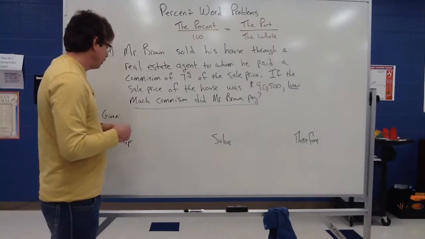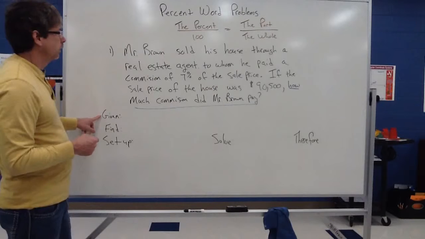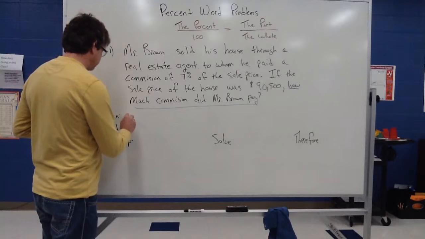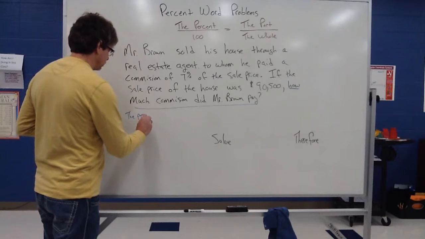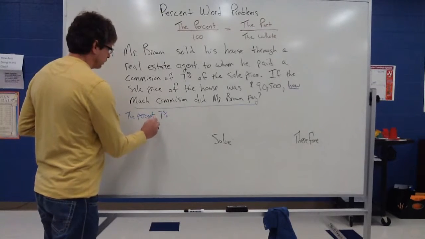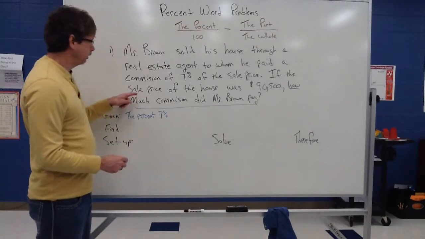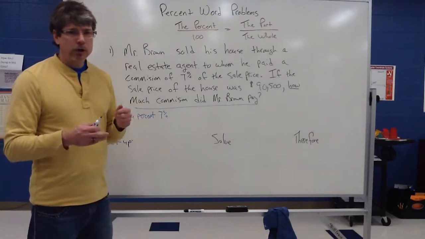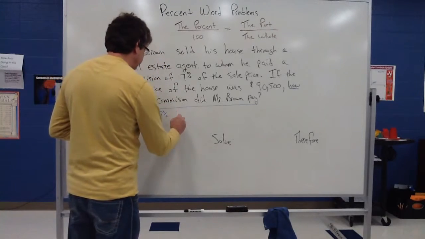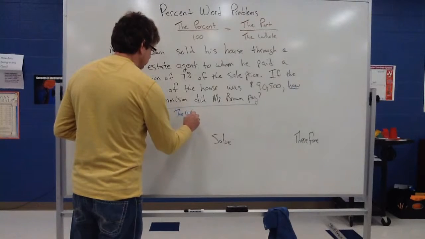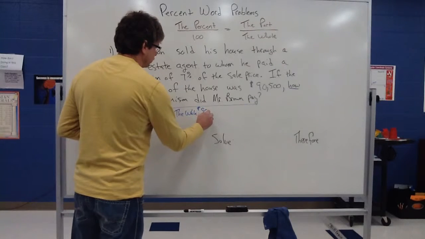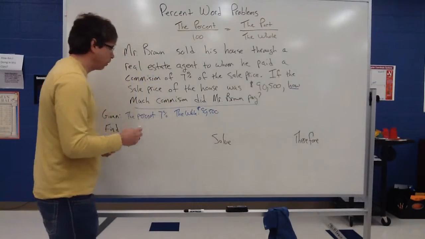So in the problem, we want to kind of identify the given. So one thing we picked up on is we have the percent is given. That is the 7%. Also, what we pick up on is they tell us the sale price of the house. The sale price of the house is that whole price of the house. So what we also know is the whole is the $90,500. That's the whole price of the house.